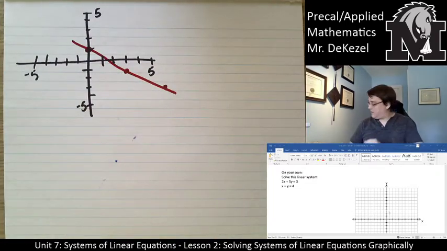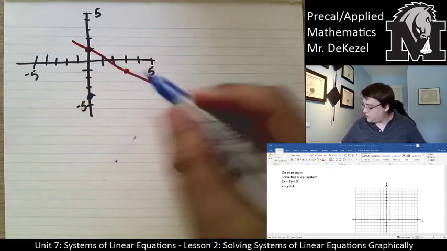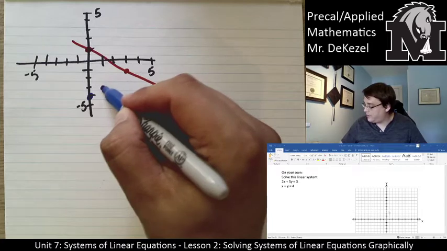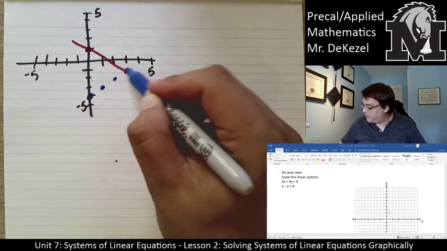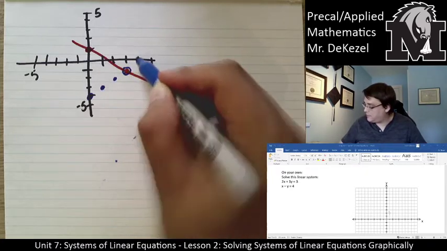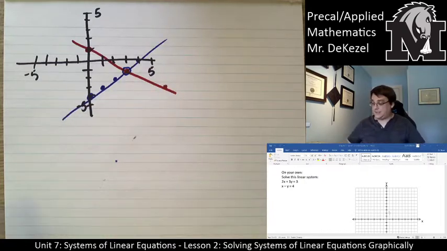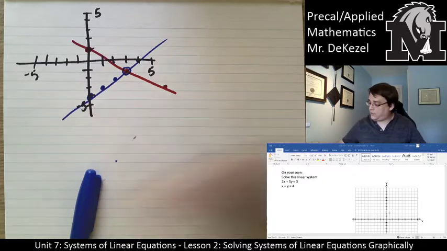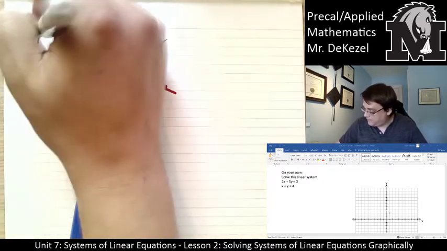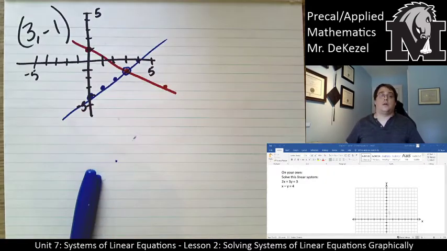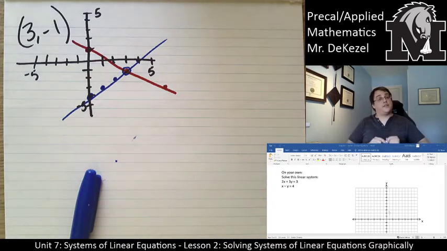And for our other line, we started at negative 4 for our y-intercept, and the slope was 1. So we go up 1 and over 1, up 1 and over 1, up 1 and over 1, up 1 and over 1. It seems that they cross at that point being 3 over and 1 down. So that is the point that we now need to verify to see if that is the solution.